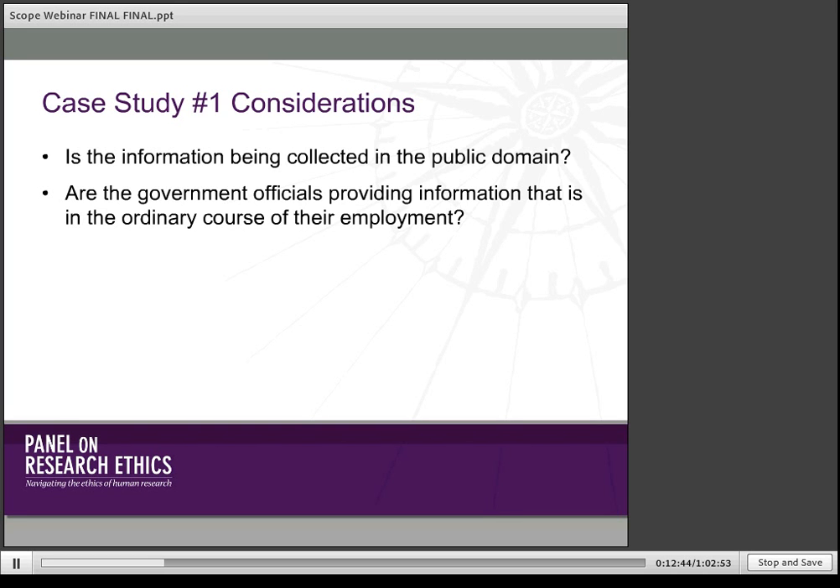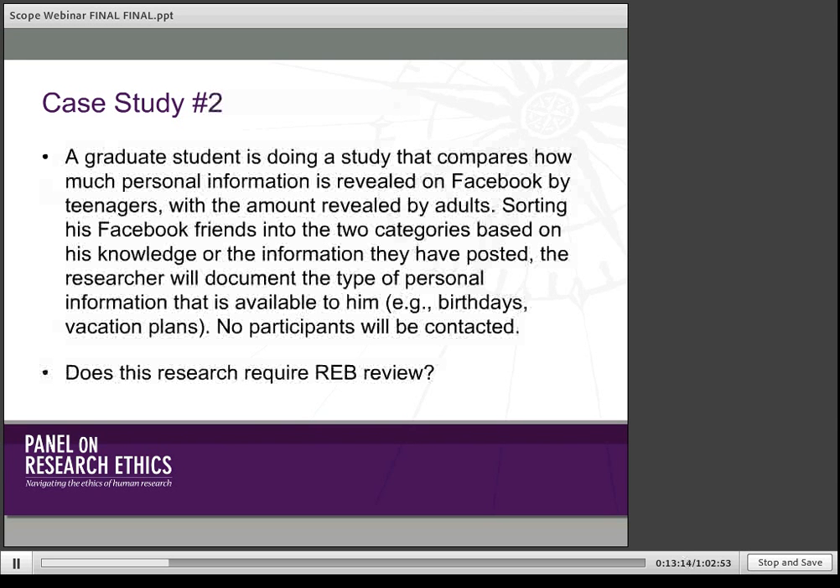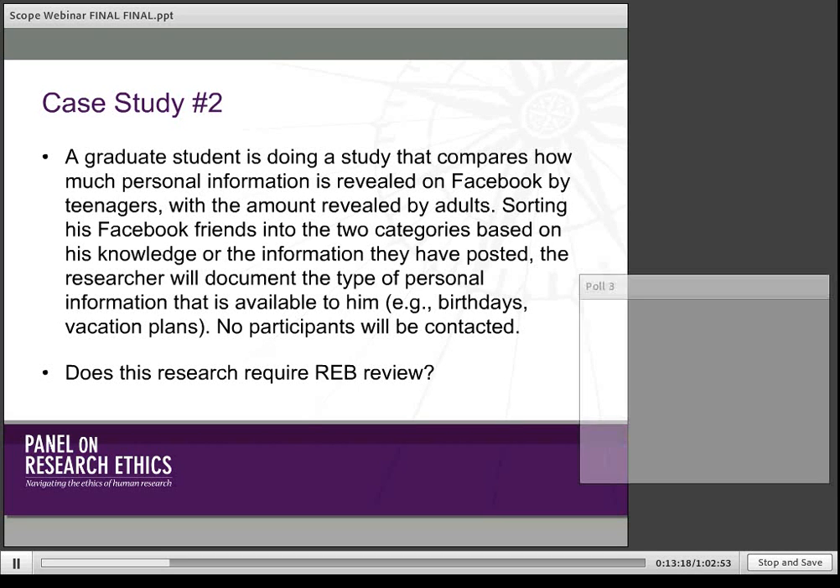A contrasting example would be if the researcher was asking the public servants questions about their level of job satisfaction or their own personal beliefs about discrimination, in which case it would require REB review. And I think many of you probably also were considering the later part of the study in which they'd be interviewing participants. Perhaps that's what you were considering when you were saying that this research requires REB review. Okay, let's look at a less straightforward example. I'm on the slide entitled Case Study Number 2.